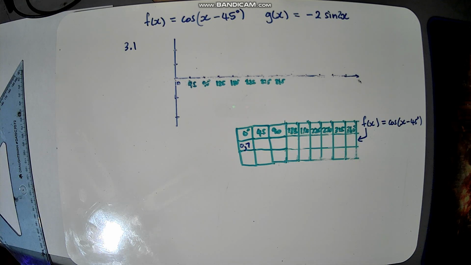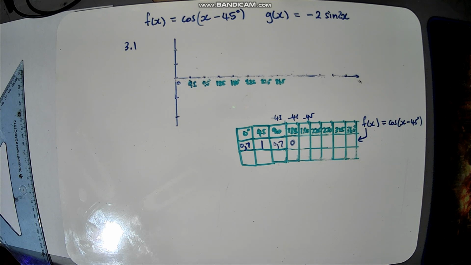In this example, we are drawing cos of x minus 45. So the question says sketch f of x and g of x. Notice the grid will come in 45 intervals. Substituting the first one, substitute 0, we'll get cos of minus 45, which is 0,7. Cos of 0 will be 1. Cos 45 will be 0,7, cos 90 is 0.